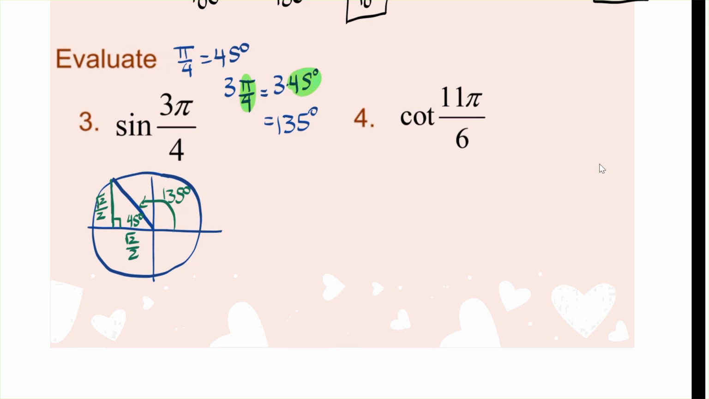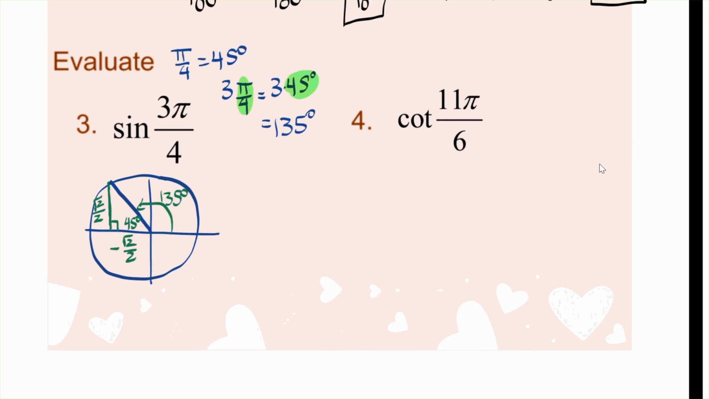And when I consider my journey to my point, I have to go left to line up with my point and then up to line up with my point. Left is a negative, so it's going to be negative square root 2 over 2. We know sine is opposite over hypotenuse. So the opposite side is radical 2 over 2. The hypotenuse is just 1. So it's radical 2 over 2 over 1.